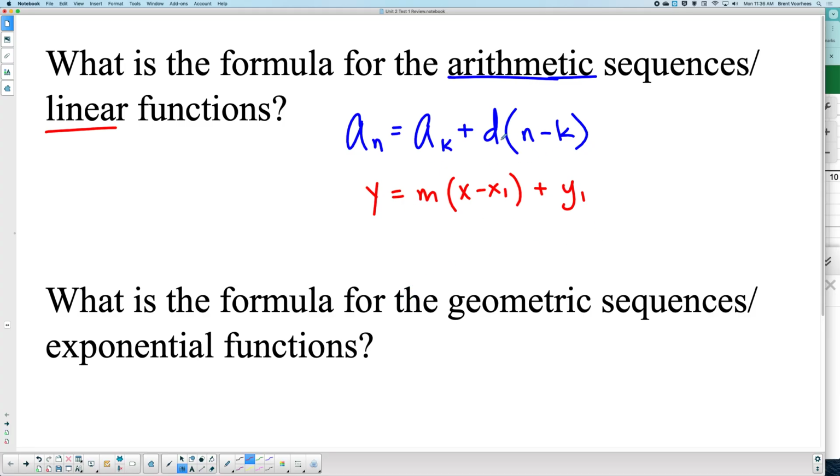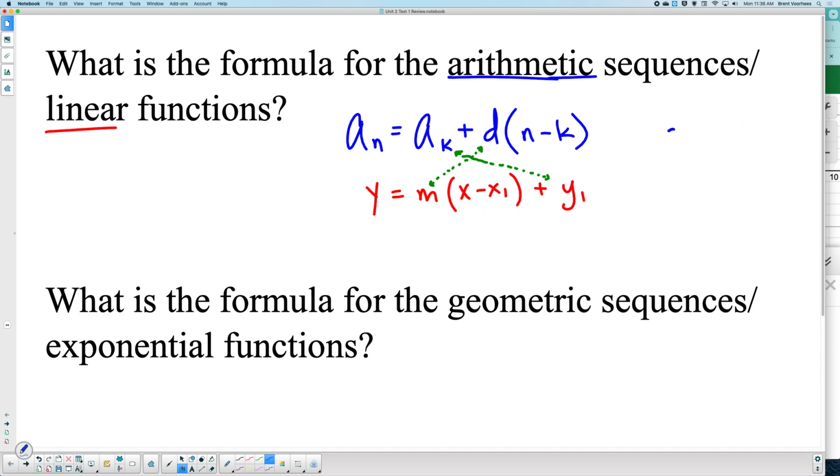Now, if you really compare them closely, you'll see that both of them have some value multiplying a parenthesis. So the common difference and the slope are similar. These values are similar, the common difference and the slope. And then the y1 and the a_k are similar. You can see how these values correspond to one another. That's the relationship between these.